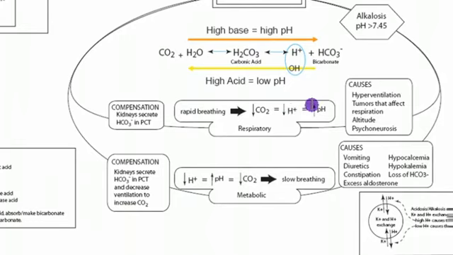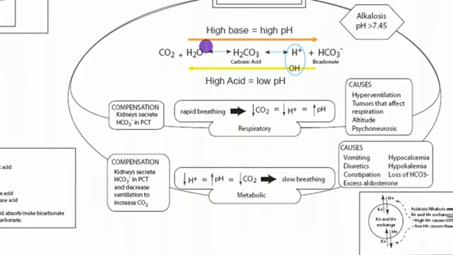If, on the other hand, we have a disorder that causes rapid breathing, then we're going to lose CO2, acid will go down, and pH will go up. Things that can actually cause rapid breathing are things like hyperventilation, tumors that affect respiration and increase it. In high altitude, you're trying to get in oxygen so you breathe fast. The major cause of hyperventilation is psychoneuroses, so mental conditions that have people breathing really, really fast.